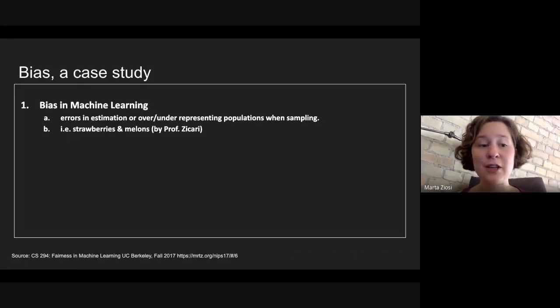In machine learning, instead, we talk about bias in terms of errors of estimation or over and under representing populations when sampling. Now, this is similar, of course, to the one in statistics. In fact, machine learning is largely based on statistics. And I would like to present you an example, an easy one. This exercise was conducted by Professor Zicari at Goethe University in Frankfurt. And I think it really helps us to understand how bias can work when we talk about technical bias.